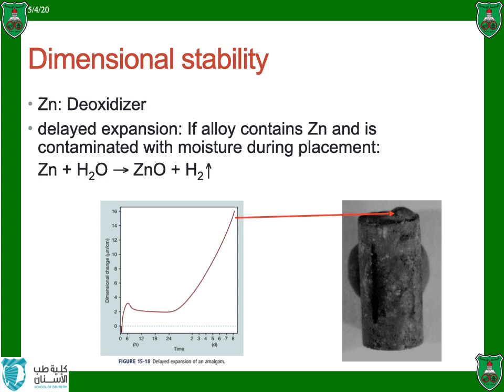And he will have this pain, and the restoration will be protruding outside of the cavity. The restoration might fracture, we will have marginal defects. Also the corrosion will increase and the strength of the restoration will decrease. So it's very important to take care of contamination or prevent contamination during placement of the amalgam restoration.